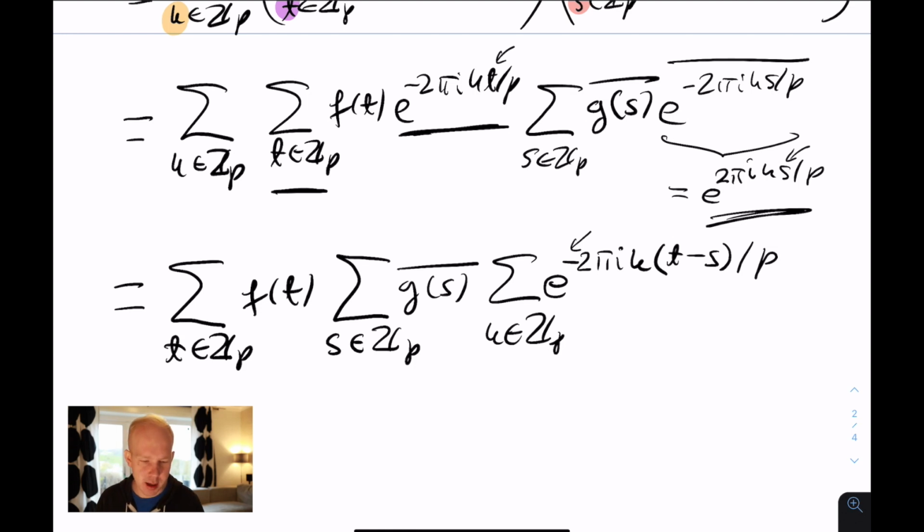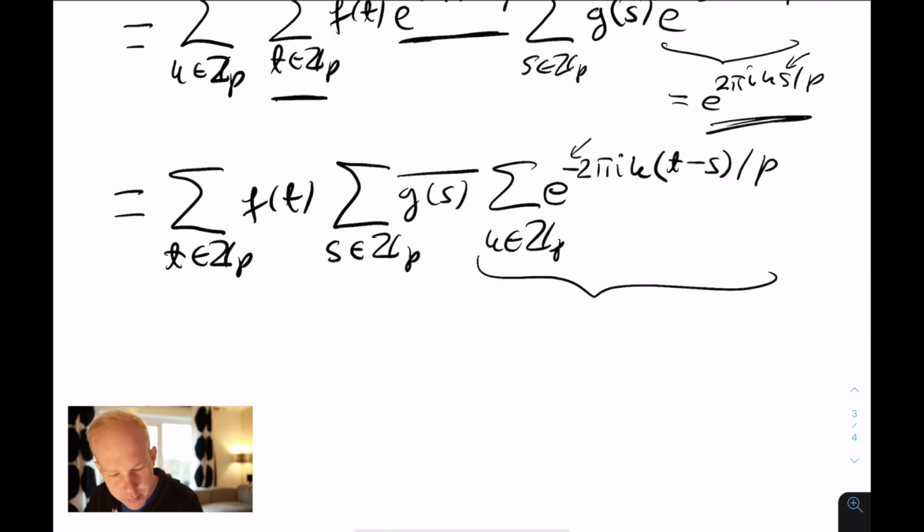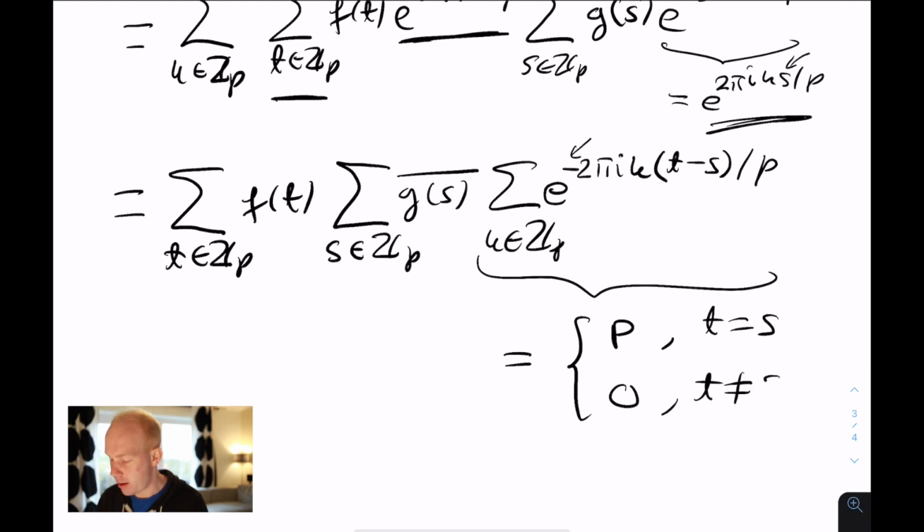And now the final thing is that if you look into this expression, we can write this as p if t is equal to s, and 0 when t is not equal to s. The reason for this is the complex summation formula.